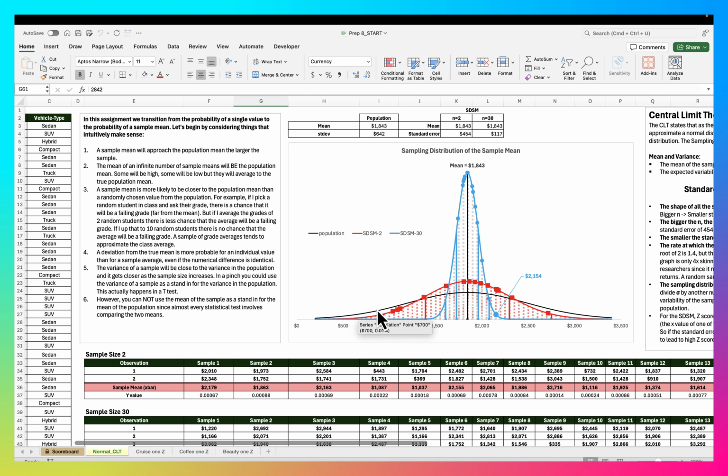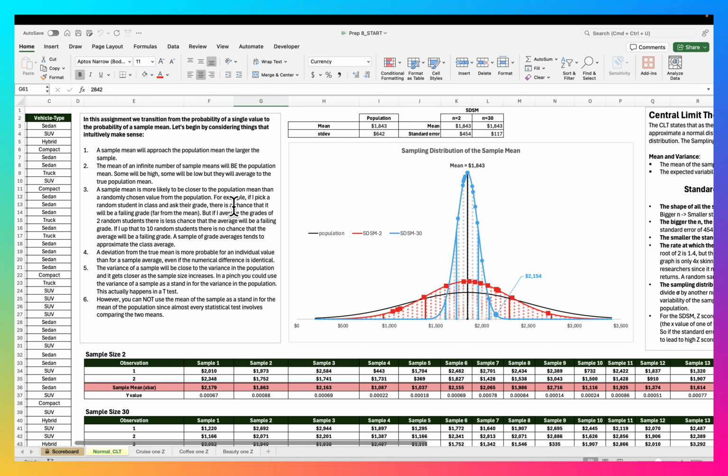If we pick any of the values along the black line, some of them will be pretty far away from the population mean, but the sample means, even the ones with n equals 2, are all closer to the true population mean here in the middle than some of these black dots that would be way out over here.